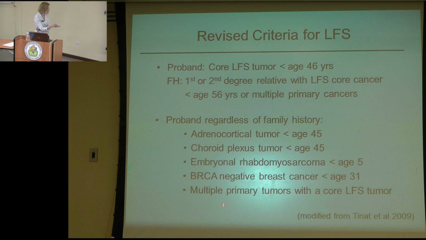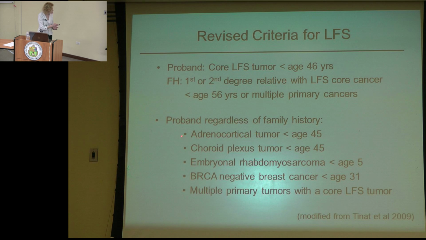So this is a revised criteria, which I don't think is particularly helpful, but it is published and often referred to. It sticks with the age 46 and a proband with one of the core tumors, those 4 tumor types I mentioned, and somebody else who has another core tumor or multiple primary cancers. But then the newer idea that it brings in, which is very important, and you won't see it in all the websites, is that there are some tumors which are rare in the general population in which the frequency of a p53 germline mutation is frequent enough that maybe you should just test all of them.